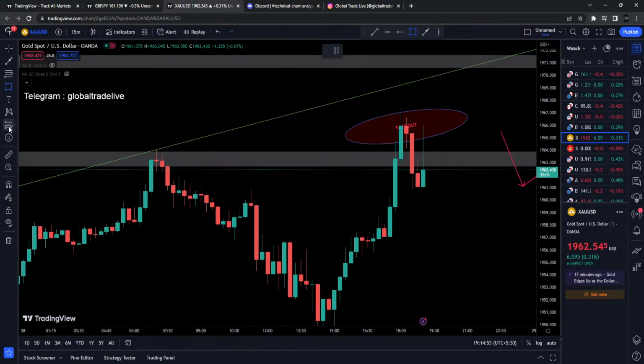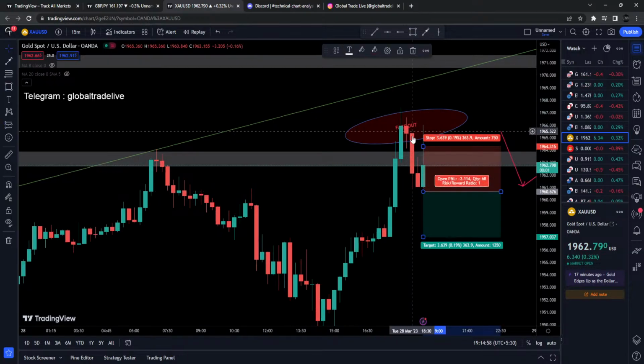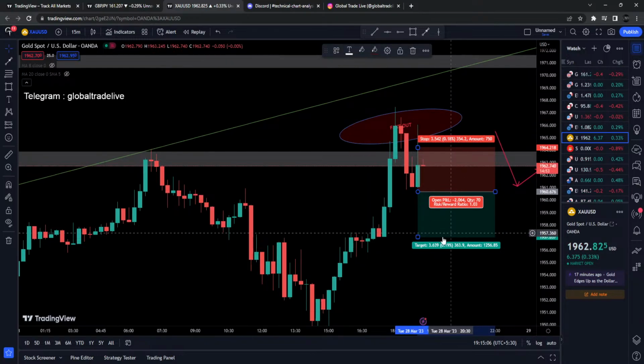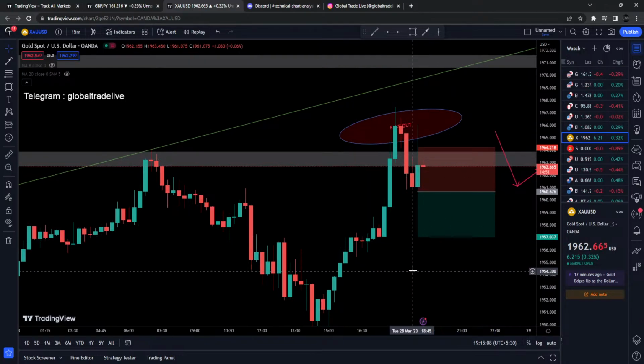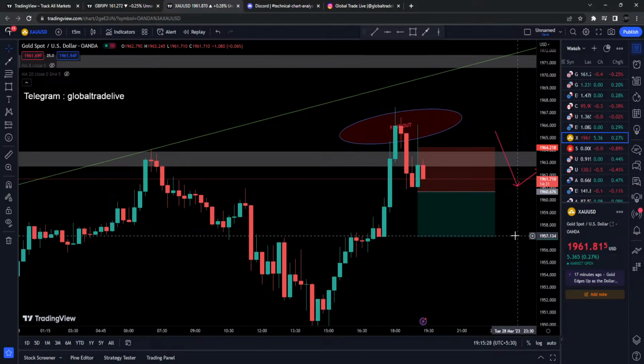So what I'm going to do is put the idea over here, and keep my stops above this high over here. 35 pips will be the stops, and I think this trade will work. So I'm ready with the trade, and I think it's about to break the low. Let's see if this idea works or not.